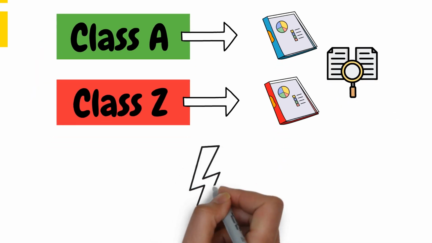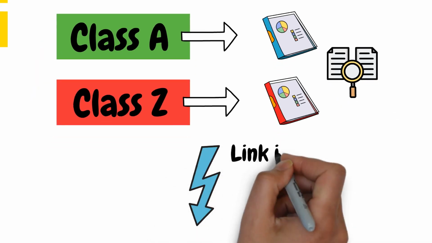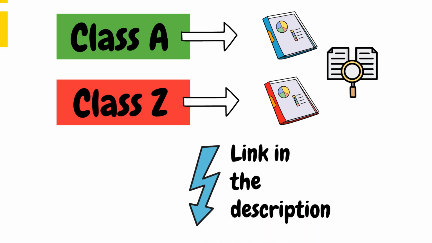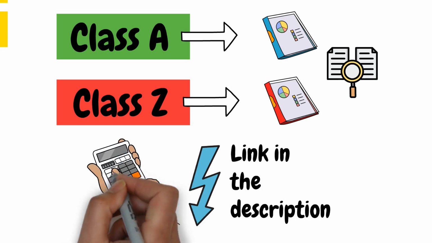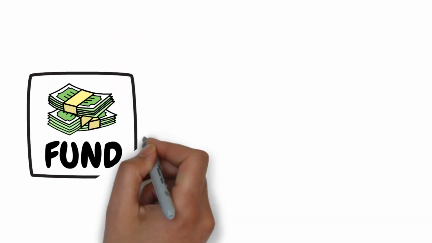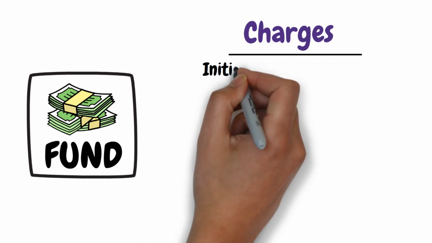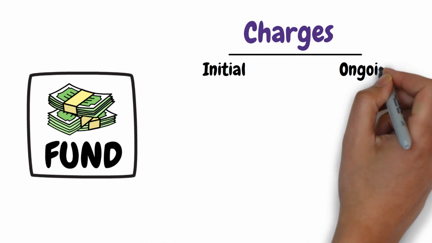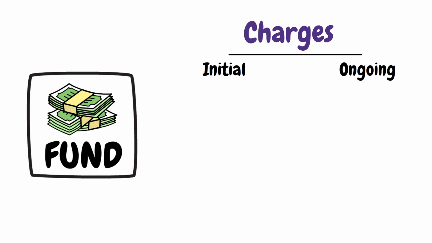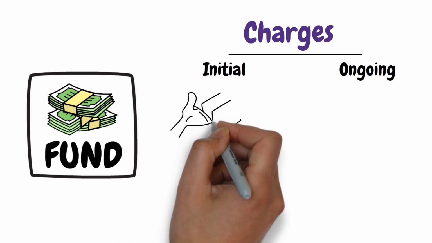For the purposes of not making this video too long, I will link down below a website link that describes these in more detail about how charges are calculated for all the different classes. All funds will have charges associated with them. These are usually two charges, an initial charge and an ongoing charge. There is also a third charge which you need to watch for, but we will discuss that shortly.